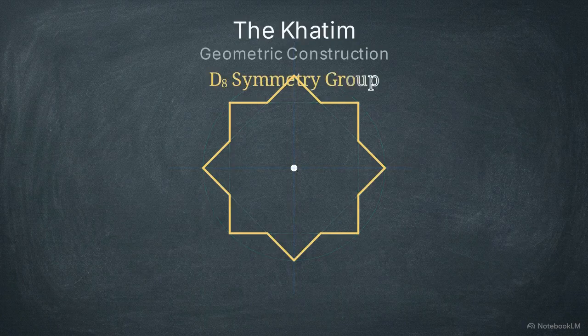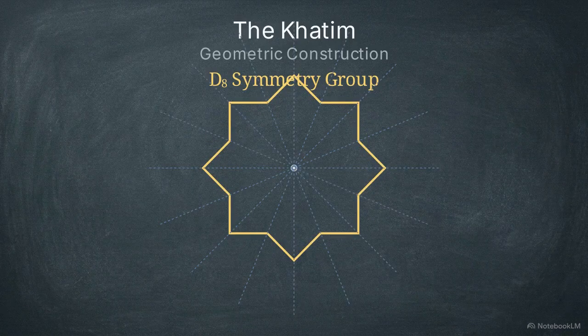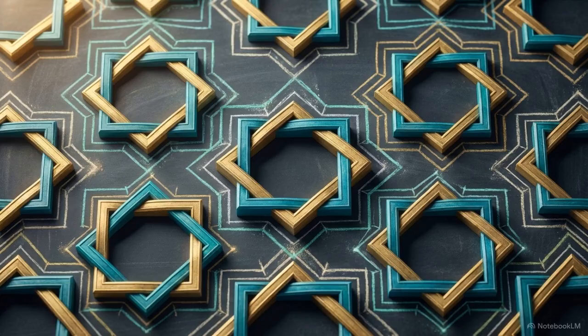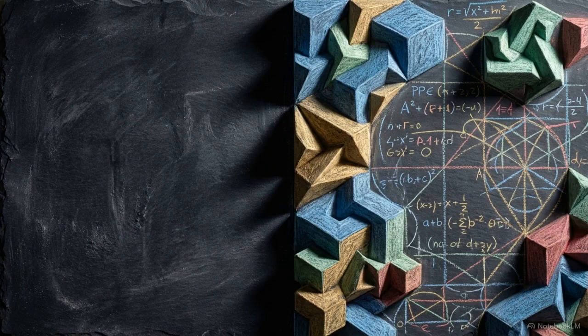This regular octagon belongs to the D8 symmetry group, possessing exactly 8 rotational and 8 reflectional symmetries. The angles are mathematically constrained so they interlace continuously, covering flat two-dimensional planes without any gaps. Strict adherence to exact geometric algorithms transforms a plain wall into a mathematically proven tessellation.